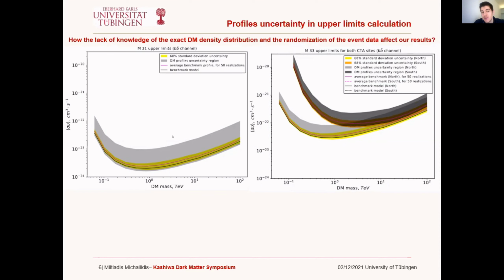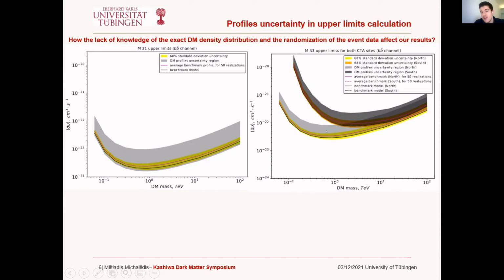So we calculated upper limit results for each of those profiles, and we present here the uncertainty region, which is illustrated with a gray region here. And this means that if we consider a core or a cusp profile, so if we consider that the dark matter density distribution rises steeper or flatter towards the center, we can get a result which is actually an order of magnitude difference in the upper limits. And this is for the case of M31.